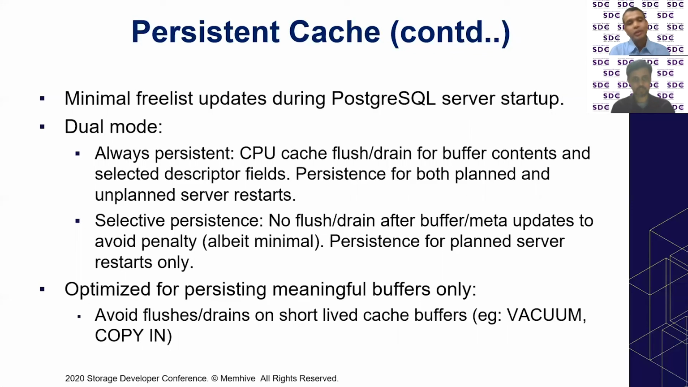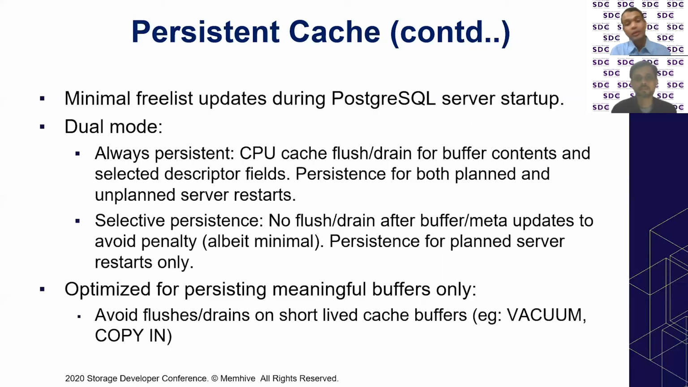There are two modes of persisting the cache. The first mode is where the buffers are always guaranteed to be persistent, even across unplanned restarts of the server, like crashes or power failures. In this mode, we ensure that the buffer contents and critical buffer fields, descriptor fields, are flushed and drained from the CPU caches for persistence. The second mode is where we save the penalty of flushing and draining the buffer and the metadata updates, although this penalty was found to be minimal during the benchmark tests. Obviously, this mode will work only for planned server restarts.